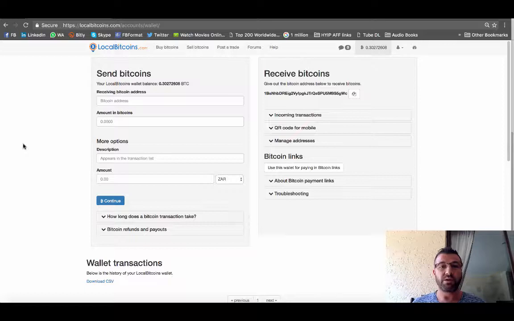I use local Bitcoin platform because it's the cheapest platform out there, and it's the safest platform out there. Our coins are stored in cold storage, which means that the coins are not actually stored on the internet. And so if anybody had to hack local Bitcoin, the platform itself, my coins are safe, and I don't have to worry about anything. So that's how you transfer coins. That's how you buy coins.